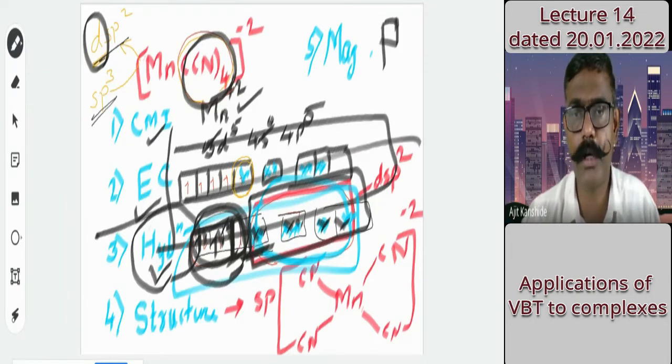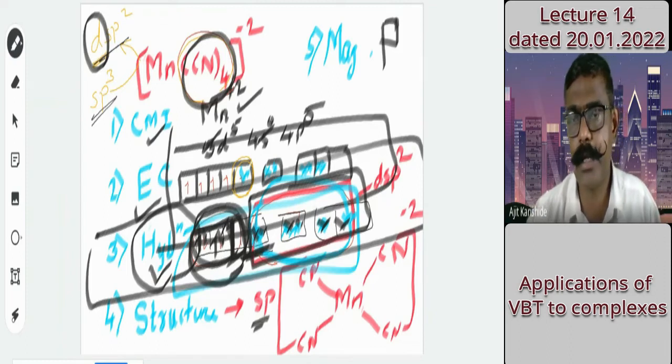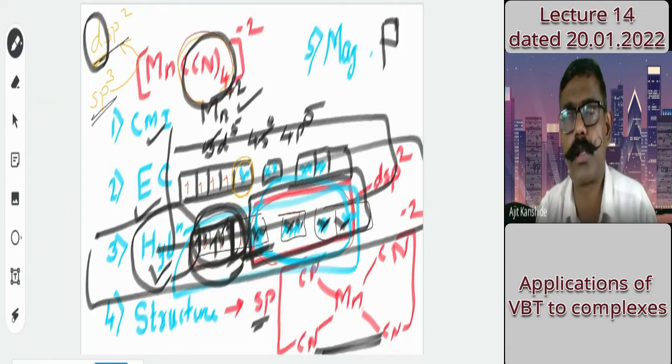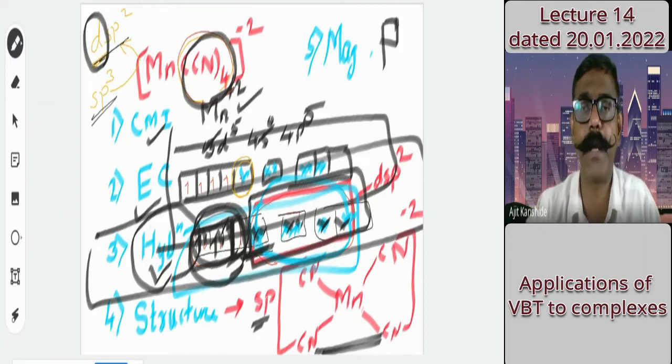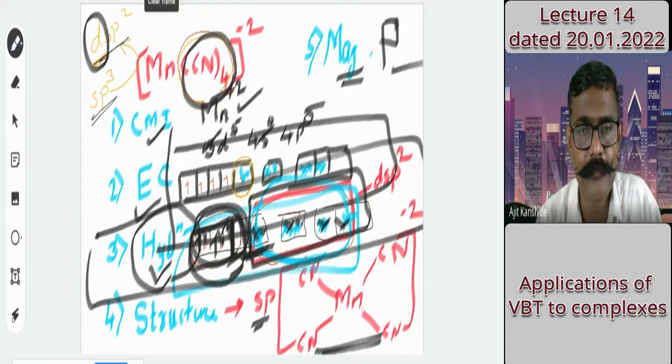So this is the electronic configuration for that complex. From the hybridization, we can say the structure is square planar, and you can draw the structure for that complex in this way. And last point, magnetism. Since there is an unpaired electron in the electronic configuration, the compound is paramagnetic in nature. Is it clear? Yes, sir.